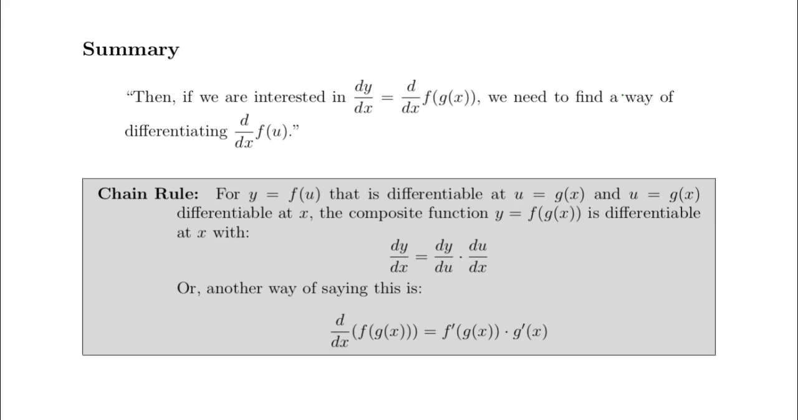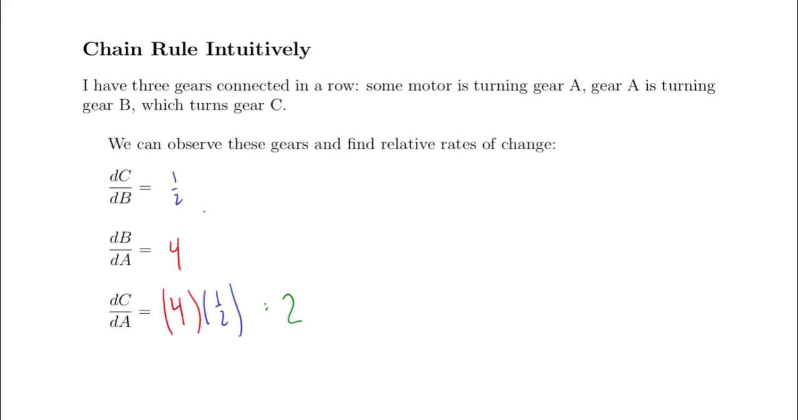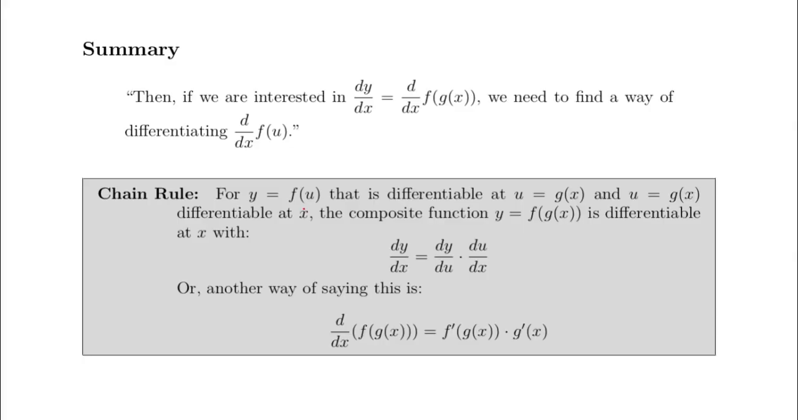All right, a quick little summary. Remember our dilemma. We said that if we were interested in dy over dx, we need to find a way of differentiating d over dx of f of u. Well, we're going to link those things together by looking at the rate of change of u with regard to x, right? Just like here, we said that dC over dA was equal to half times 4. I should have written this the other way around. That's dC over dB times dB over dA.